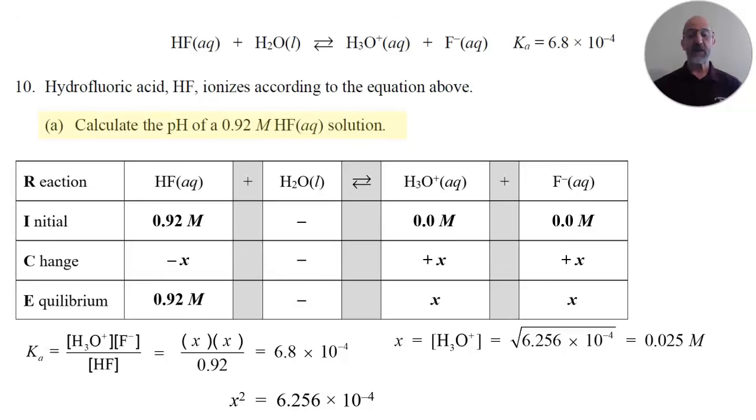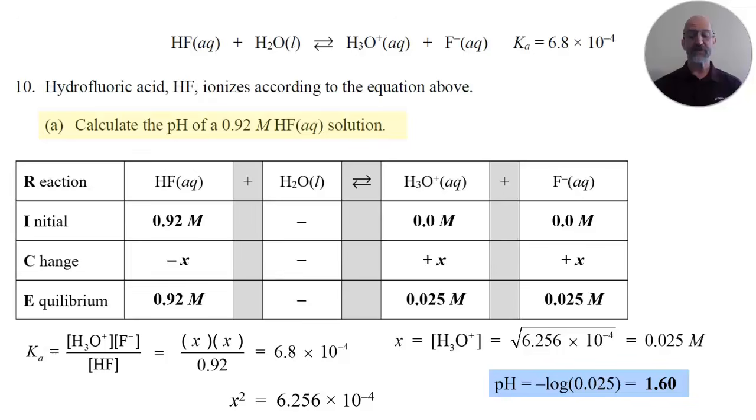Now, if this question says, what's the concentration of the hydronium ion in a 0.92 molar solution of HF, then we have our answer. It's 0.025 molar. But we have to figure out the pH, so let's go ahead and take the negative log of 0.025. So the negative log of 0.025 is equal to 1.6. So now 1.60, that is the pH of a 0.92 molar solution of hydrofluoric acid.